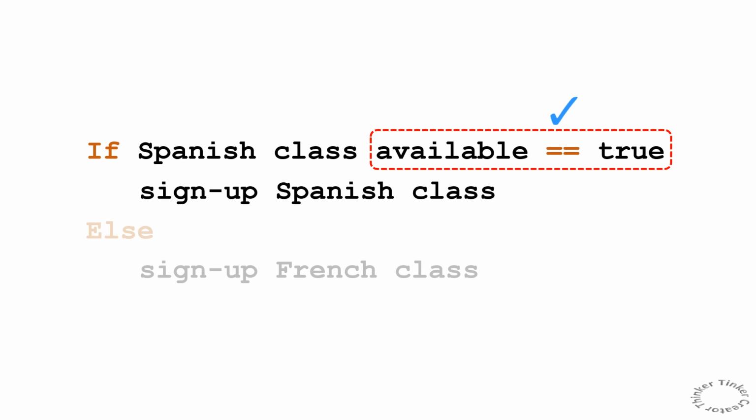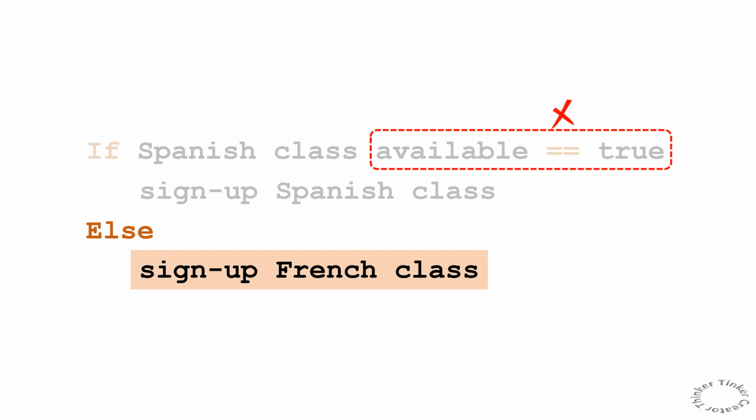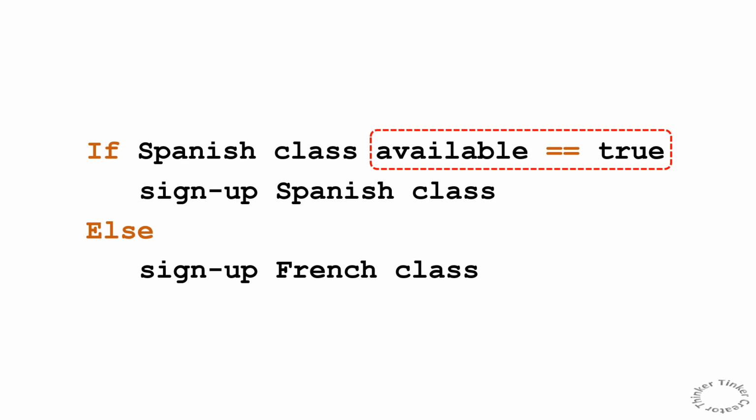If the condition is true, the statement under the if clause runs. If the condition is false, the statement under the else clause runs. The condition is a Boolean expression which resolves to either true or false.